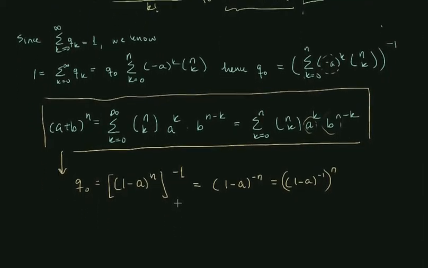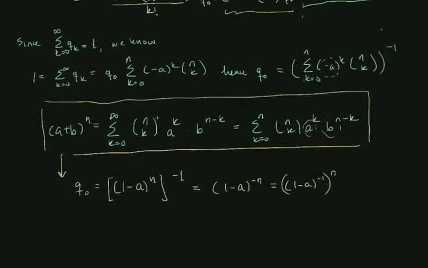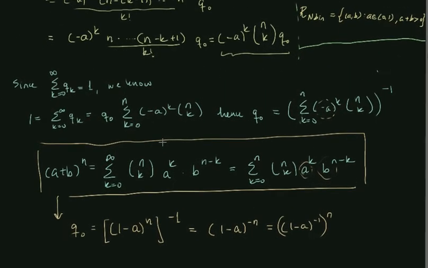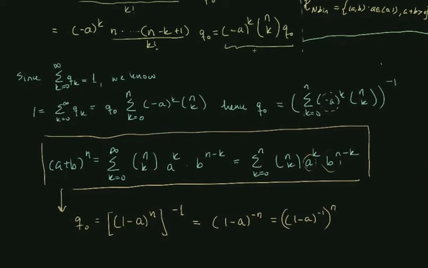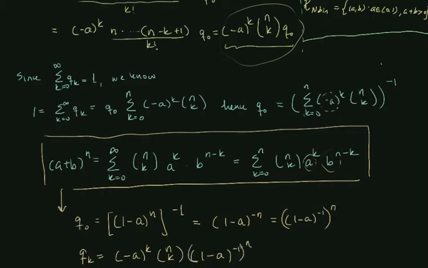Essentially, since we have expressed the qk's in terms of q0, qk is equal to this thing in terms of q0. So I'll also write the qk down. Qk is equal to minus a to the k multiplied by n choose k multiplied by 1 minus a to the minus first, to the n.